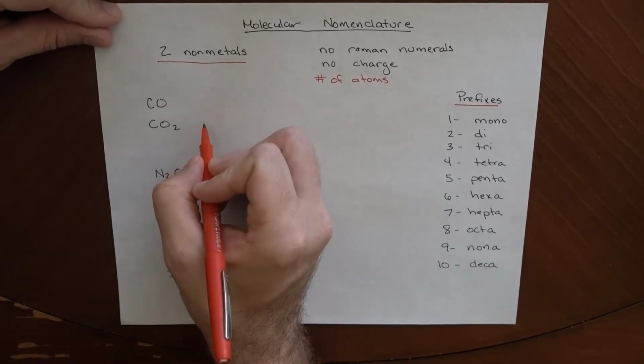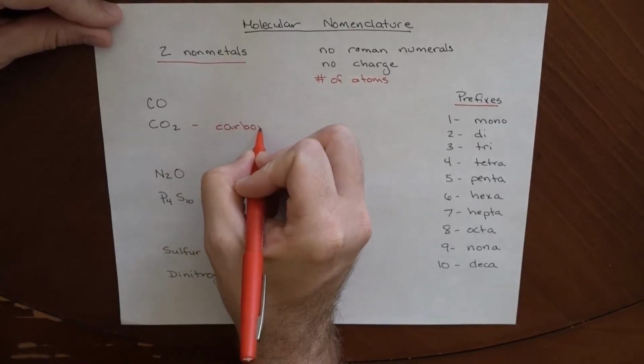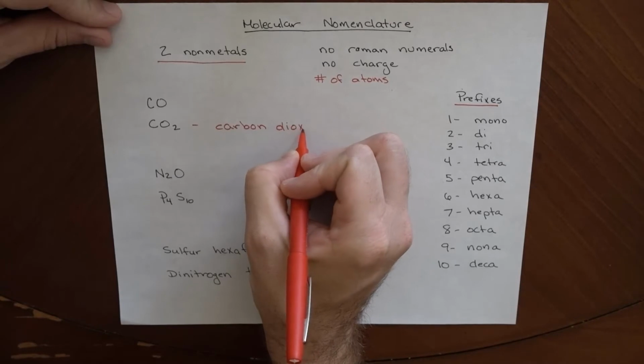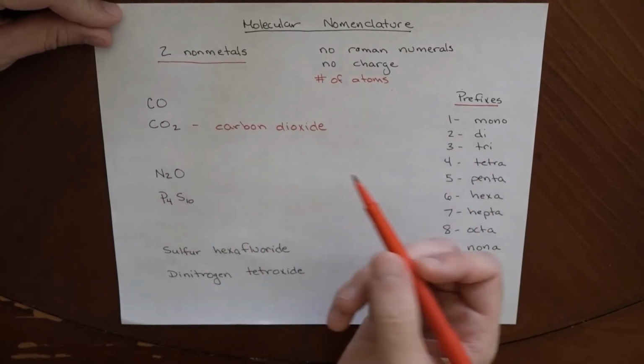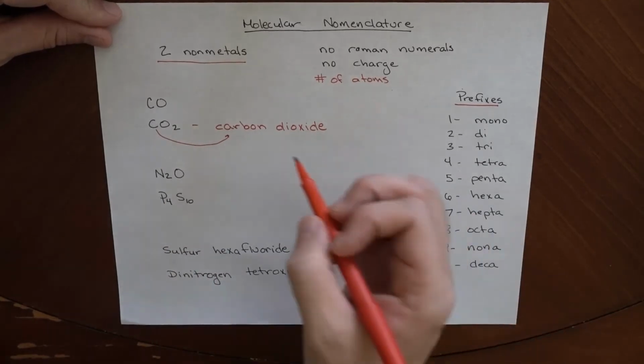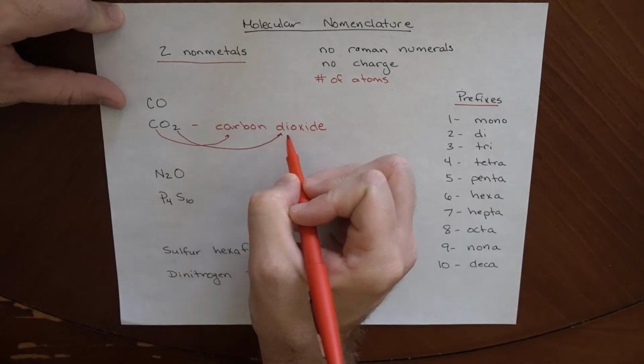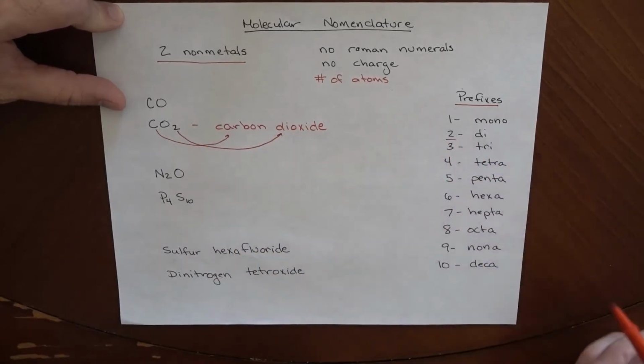So CO2 is one we're all very familiar with, carbon dioxide. And I think you can see where the name comes from. We have a single carbon right here, so that's where it gets carbon. And then dioxide comes from the fact that there are two oxygens. So we can see where that's from.